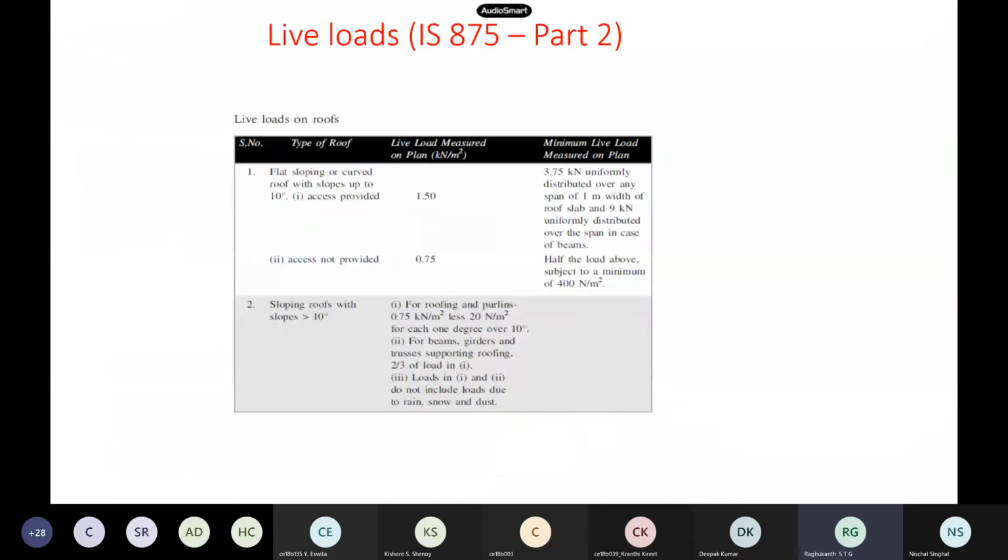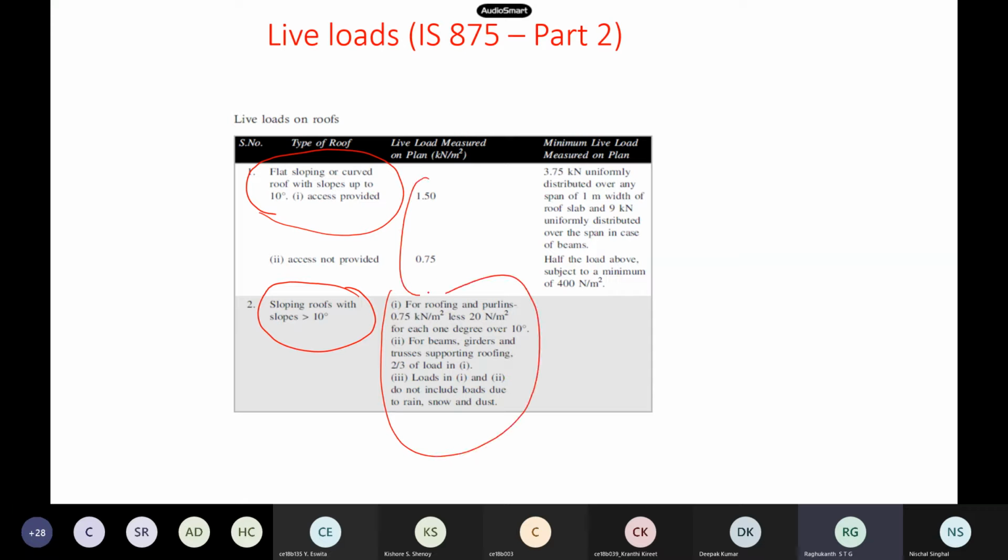Another important thing is that they also give the imposed load on roofs. Sometimes if you have a flat roof, what should be the load? Then you may have sloping roofs also. Nowadays, architects give sloping roofs because they may look nice. If the slope is more than 10 degrees, what load should you take? This table is also there in IS 875 part 2, so you can go through the code itself.